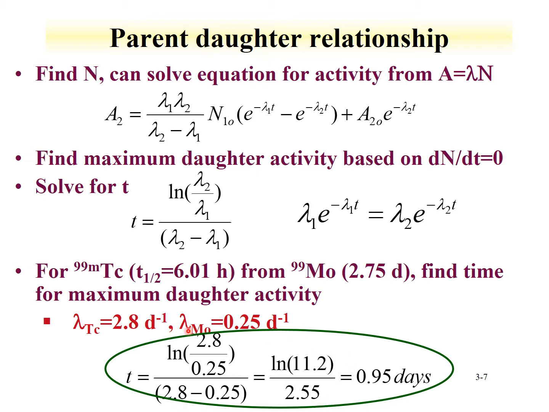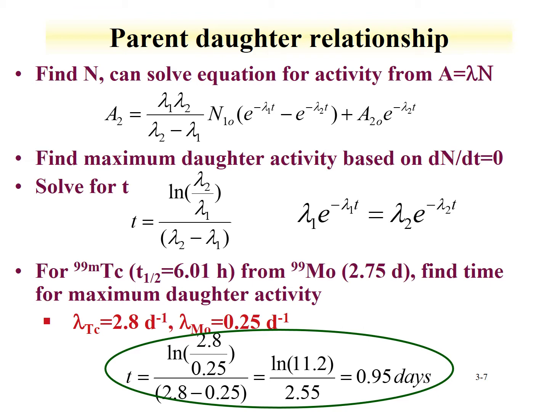Input data: if I have a generator, for instance, making technetium-99m, which has a 6-hour half-life, from the decay of molybdenum-99. So this is the parent. This is the daughter. Find the time for the maximum daughter activity. Well, we just plug in the lambda 2, which is the technetium. Lambda 1 is the molybdenum. We make sure the units are the same, days and hours. So make sure you convert the hours into days. And this basically says in about a day, this has reached a maximum.